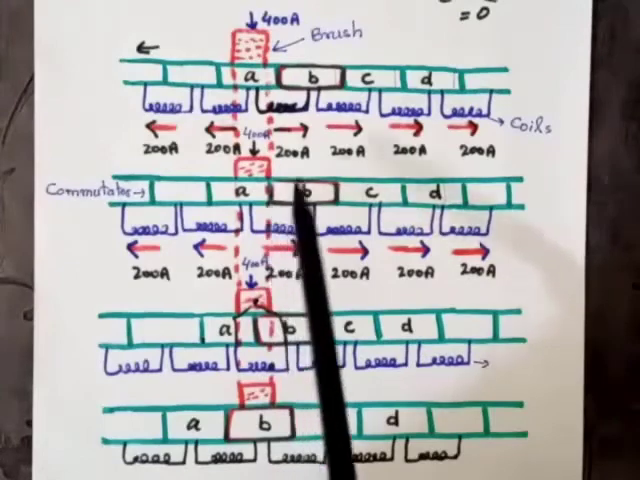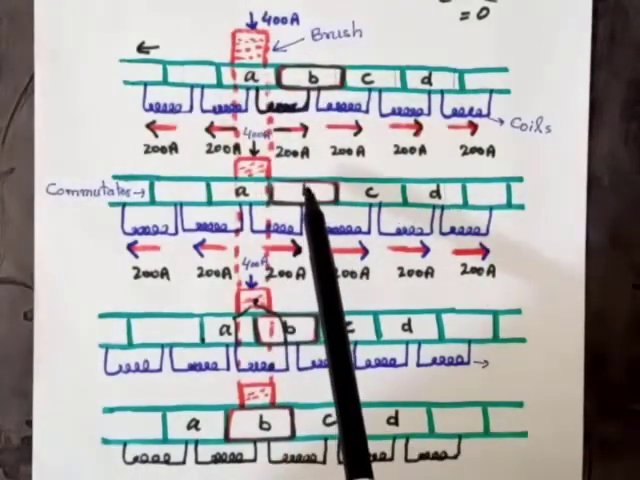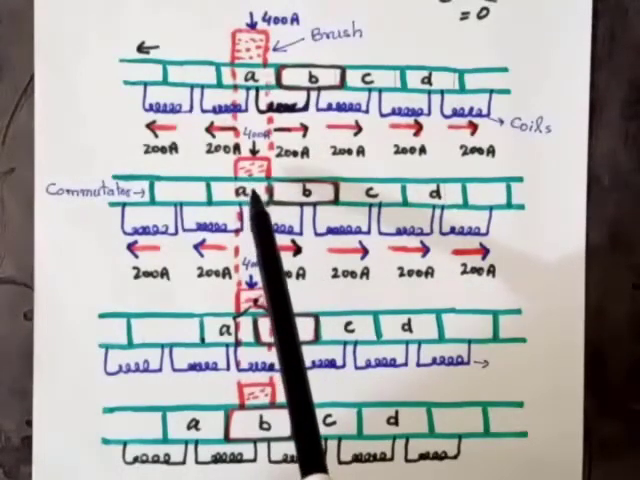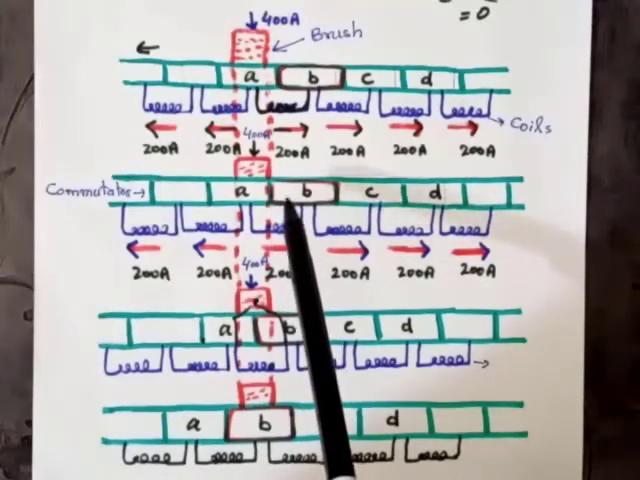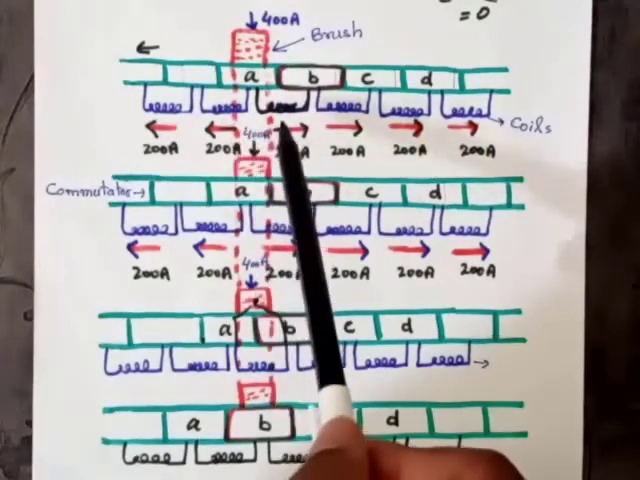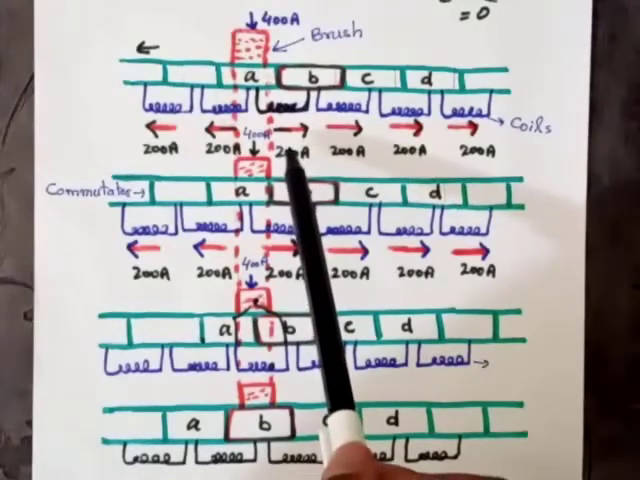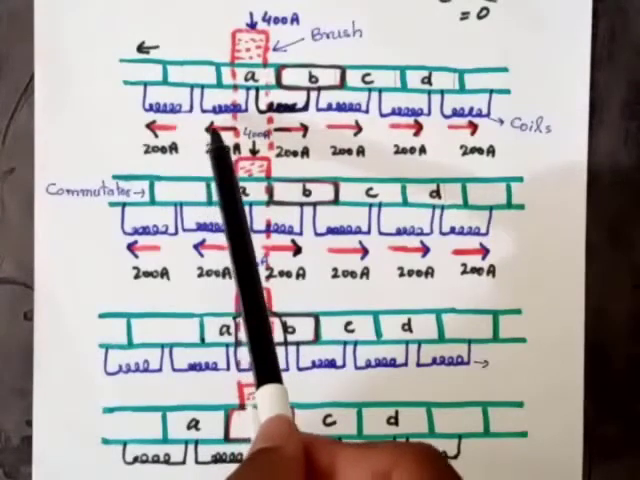When the commutator segment rotates, the commutator segment B will become near to the brush. At that point where commutation is going to start, initially, if you notice this particular coil, here the direction of the current is 200 ampere towards right, and here the direction of the current is towards left.